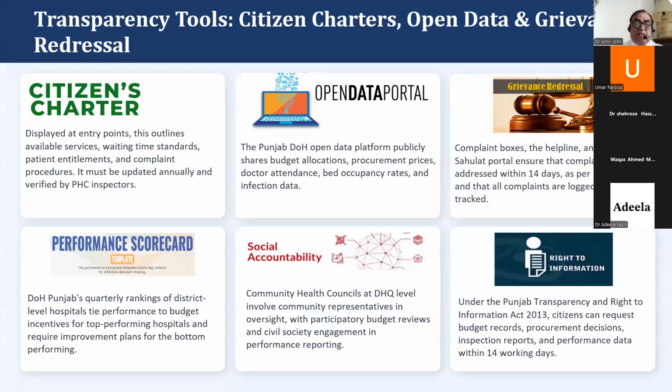Moving next to, as I've already mentioned, the transparency tools are important. Here, they have very pertinent areas where we can work together with the community. For example, number one, we say citizen charter. That means the hospital should display in writing that everybody who comes in will get free treatment in a public hospital. And if they have to pay 1 or 2 or 5 rupees, it should be placed outside so they do not come in and say that you never wrote anything, you have not displayed anything, and you are asking for this. So you can save time, you can get the best out of the patient.